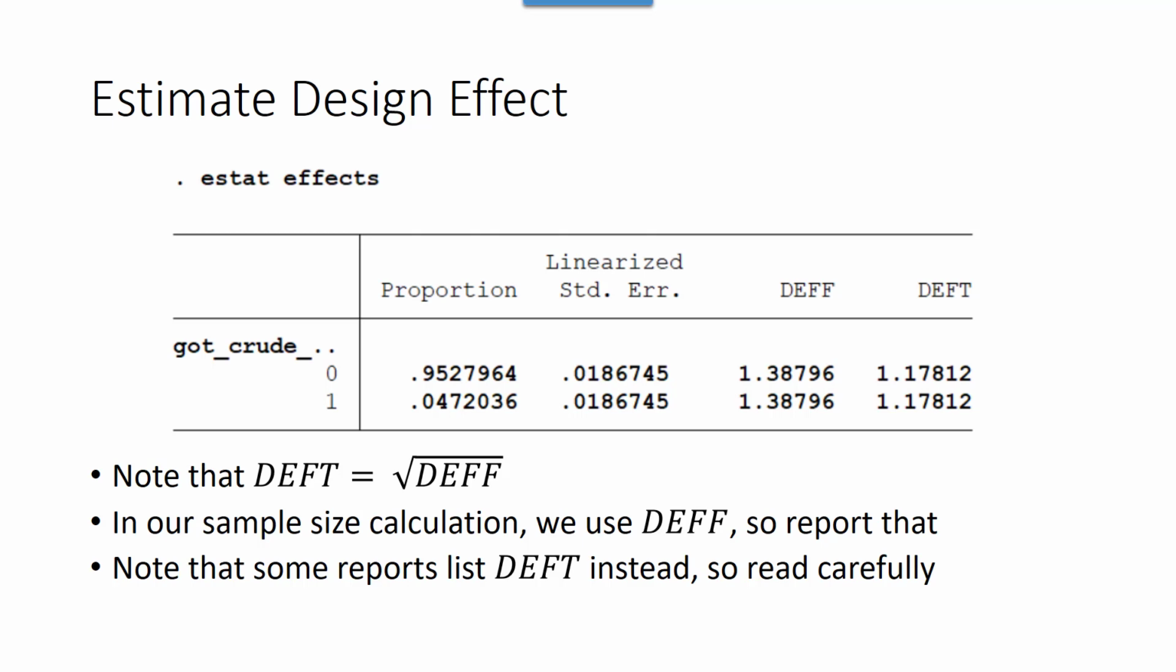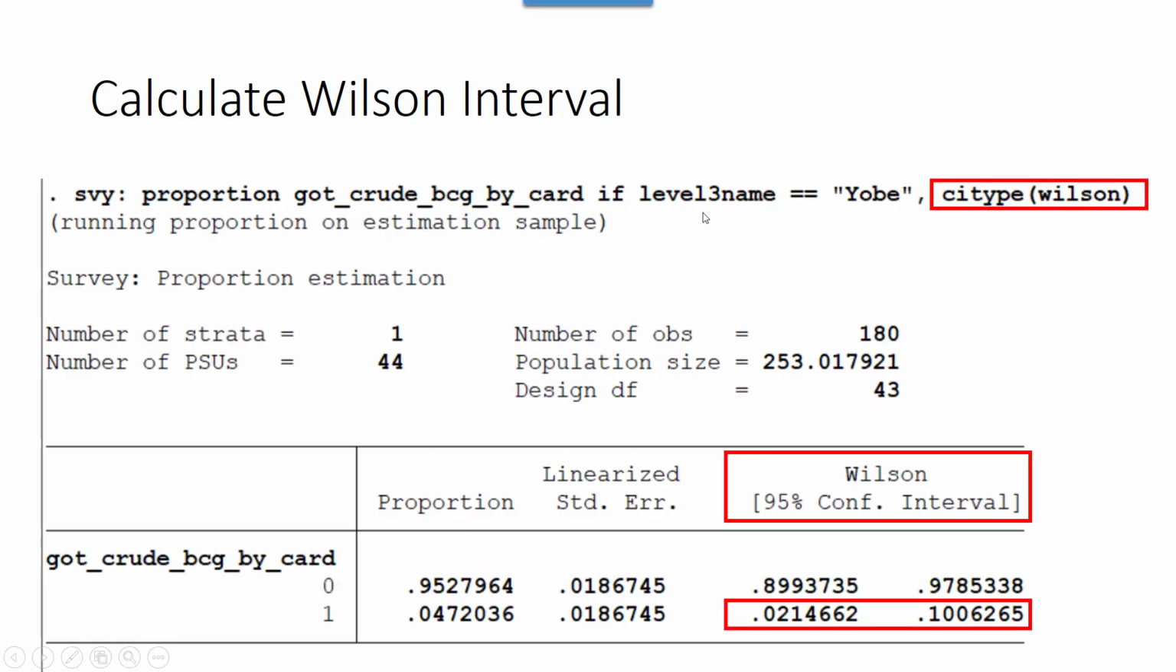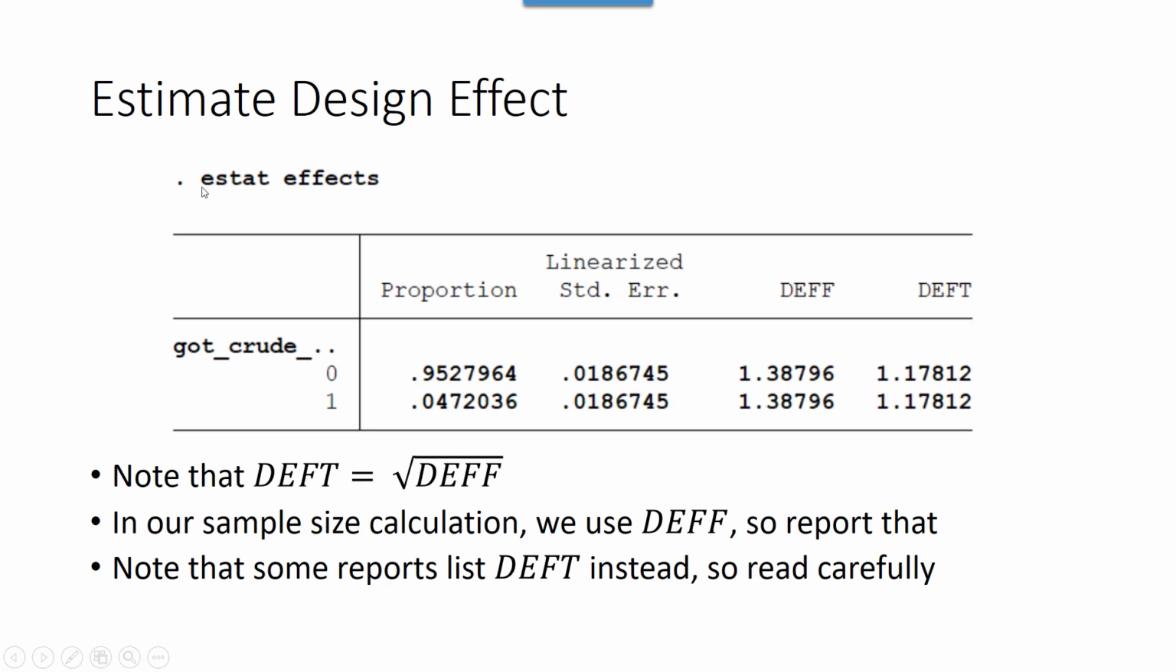Now, what if you wanted to know the design effect? If you want to do that, then after you calculate coverage, you enter this simple command, estat, and then a space and the word effects, and it will list the design effect. In fact, it lists it in 2 forms. Depending on what tradition you come from, you might report the DEFF or the DEFT. The DEFT is the square root of the DEFF.